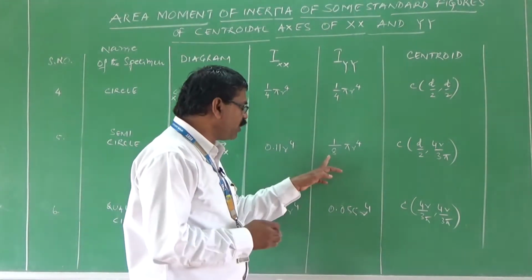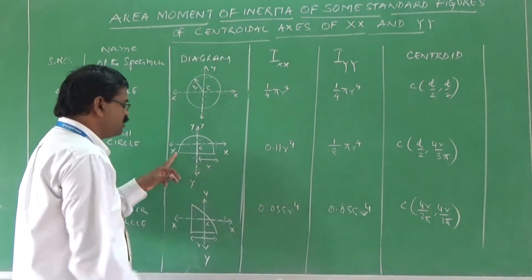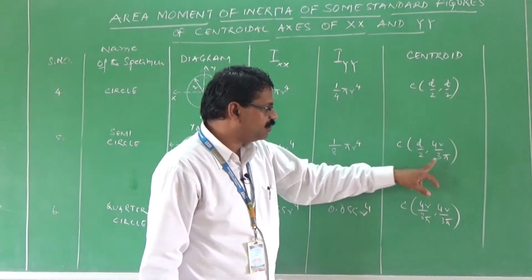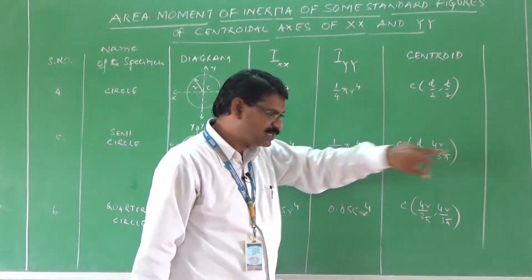is found using the formula 1 by 8 into pi r to the power of 4. And if you want to find the centroid of this semicircle, it is C of d by 2 comma 4r by 3 pi. In this formula, d represents diameter, and r is called the radius of the semicircle.